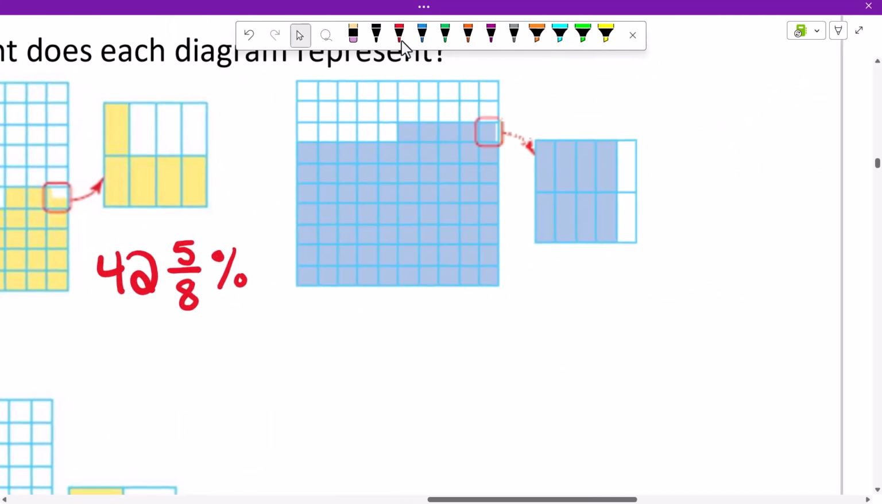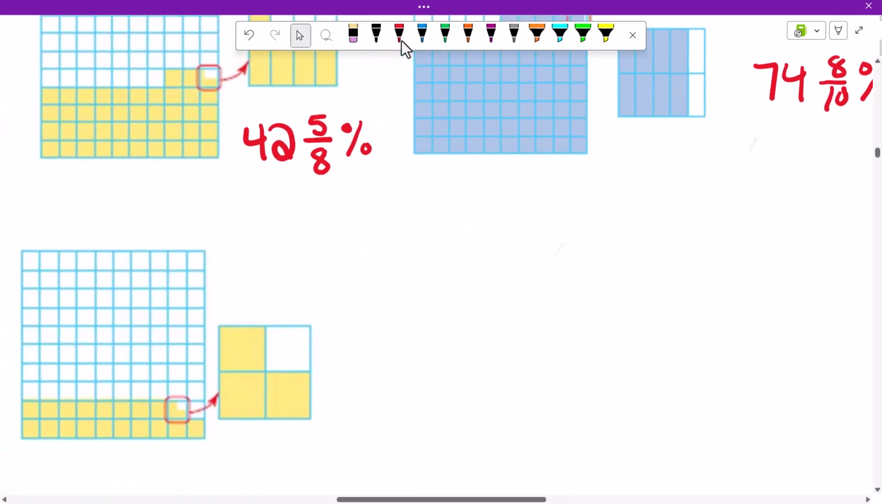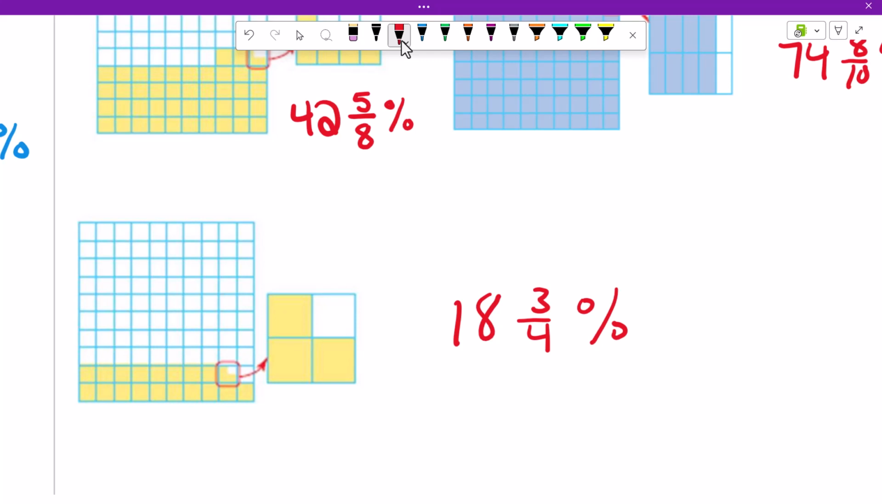Next one. What's the full number, Adrian? 74 and 8 over 10. 74 and 8 over 10%. Carson, you got the last one? 18 and 3 over 4. 3 over 4 and percent. Okay.